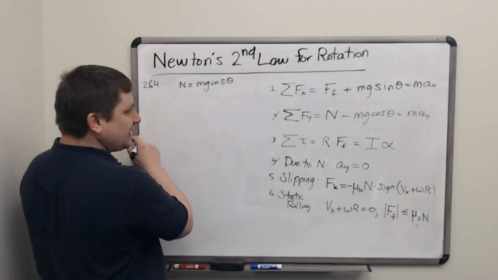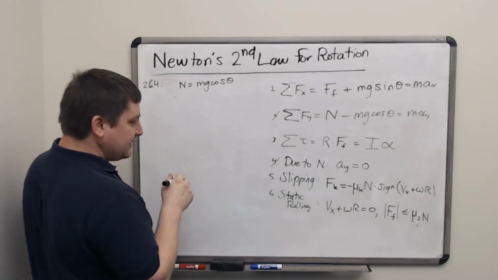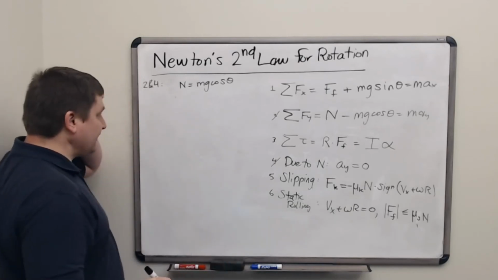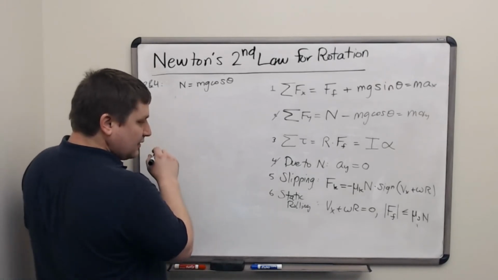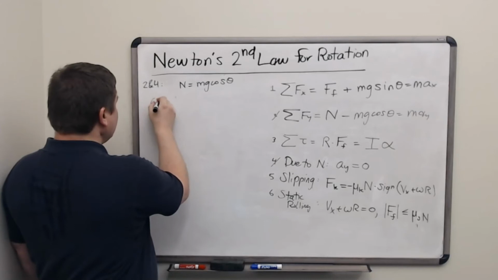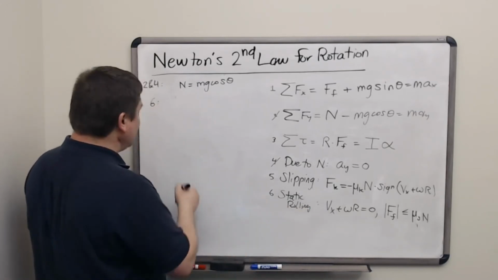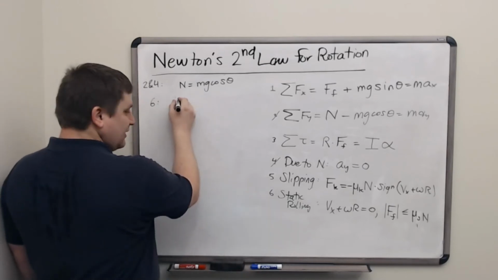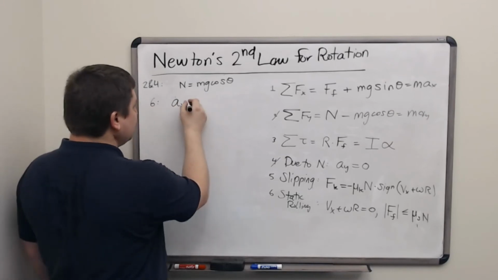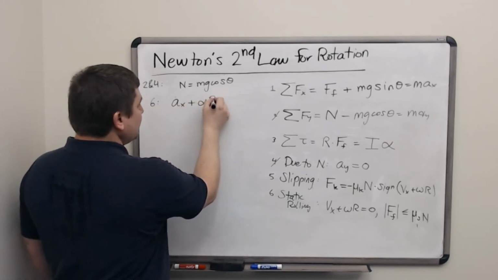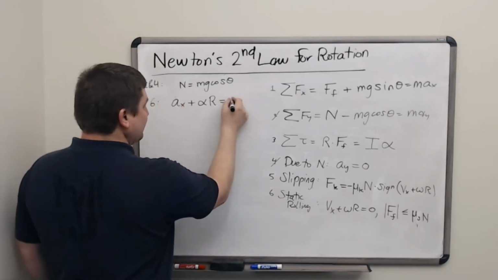Okay, second thing we'll do is let's look at the condition of static rolling. This one is going to be a bit easier to handle. So for static rolling, if we take the derivative of this equation with respect to time, which we're always allowed to do if it equals 0, Vx is going to give us the x component of the acceleration when it's differentiated, and when we differentiate omega, the angular velocity with respect to time, we get the angular acceleration.